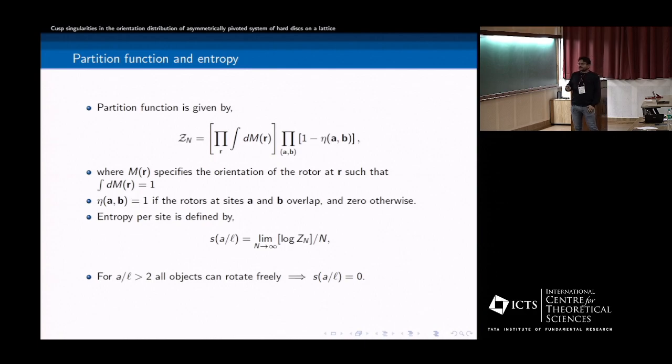And if L is greater than A... So I forgot to mention, A is the lattice constant, and L is the distance from the pivot to the farthest point of the hard object. And if it is greater than 2A, then it can rotate freely, and the entropy is 0 because of this normalization, and it approaches minus infinity in the close-packing limit.